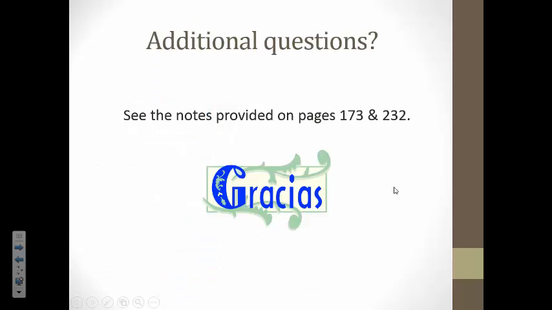Okay, if you have additional questions, please go to your textbook. Look at pages 173 and 232. Also, you can write any questions down you have on your note guide.